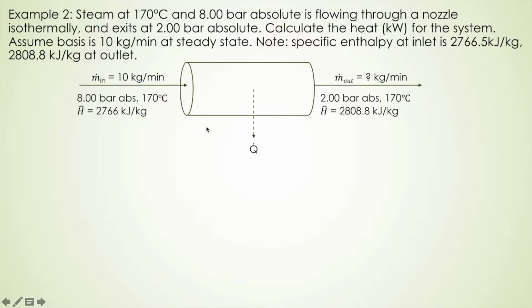First, let's draw a flowchart based on the problem statement. Assume the basis is 10 kg per minute. That is a mass flow rate, so that's m dot. The pressure and temperature are given, and I already found the specific enthalpy at inlet and outlet. So just label all the variables given based on the problem statement. And we are looking for the heat.